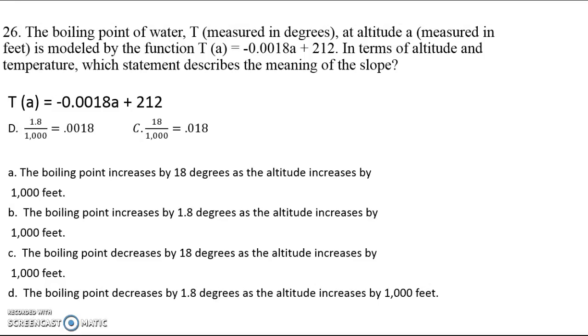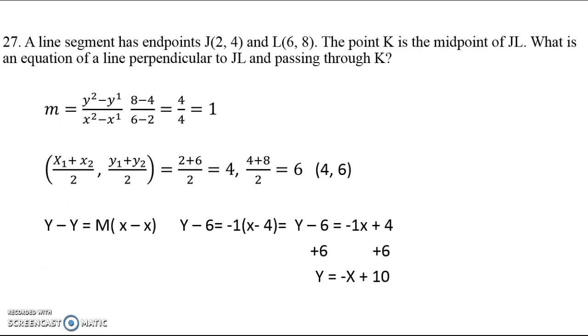Okay, so let's move on to the next question. For this one, we definitely need to know our formulas, and if not, we can just look back to our notes. Let's get started. A line segment has endpoints of J (2, 4) and L (6, 8). The point K is the midpoint of J and L. What is an equation of the line perpendicular to JL passing through K?